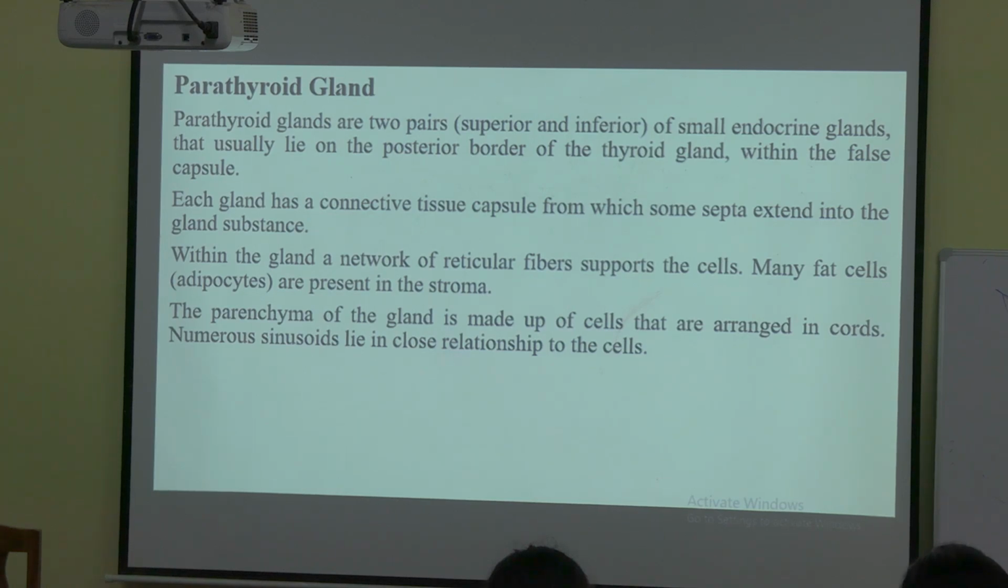Now here you can see within the gland a network of reticular fibers is there. Many fat cells are also present within the stroma. Next, the parenchymal cells are arranged in the form of cords, and the spaces in between them have numerous sinusoids. So sinusoids are specially present in the case of parathyroid glands.